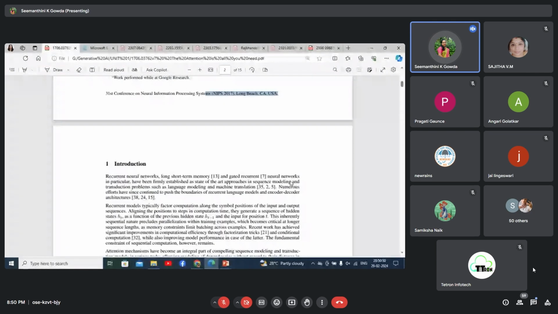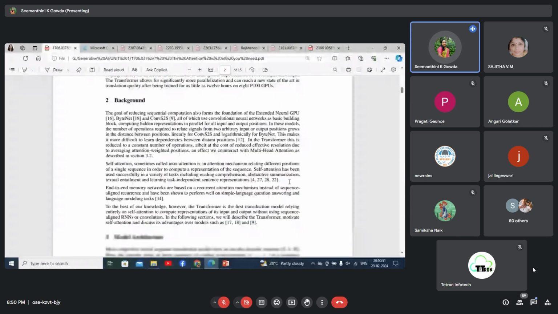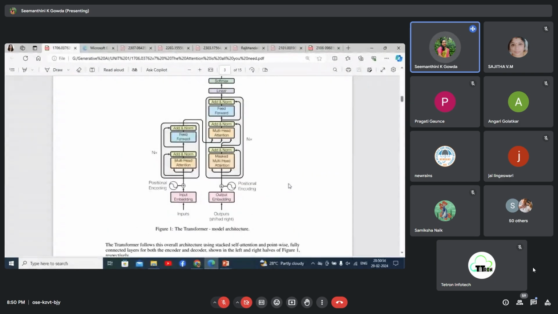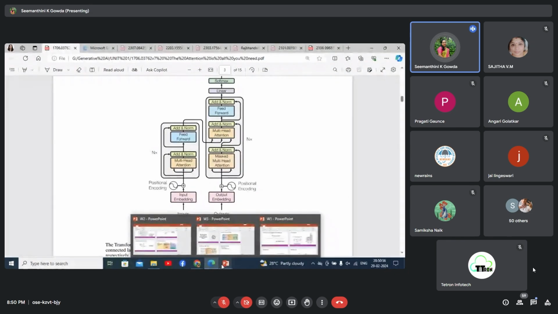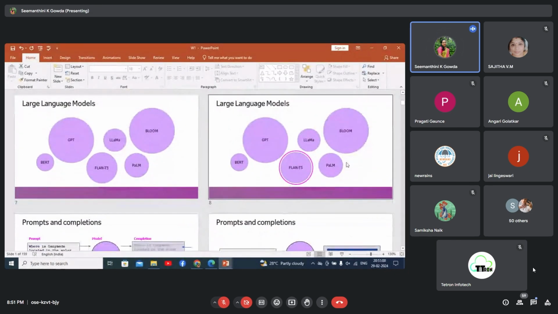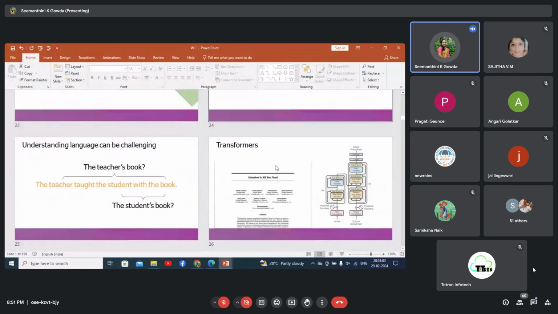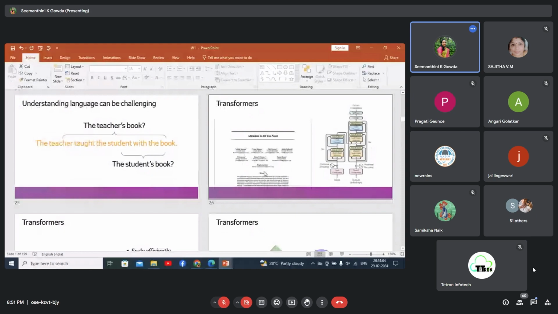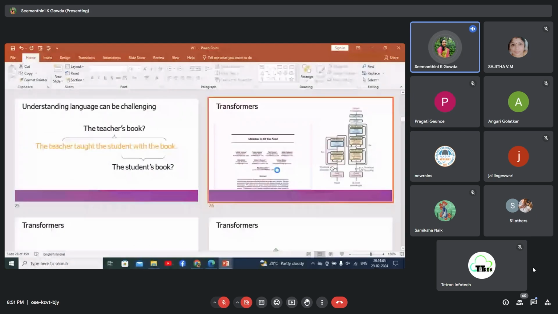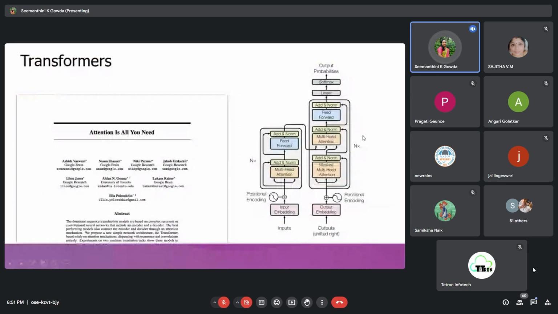What does this self-attention mechanism indicate? What does this architecture say with respect to generative AI? I was talking about the self-attention mechanism. This is the self-attention mechanism we were talking about with respect to the transformer. Here, this is the architecture of the self-attention mechanism, or the architecture of the transformer.